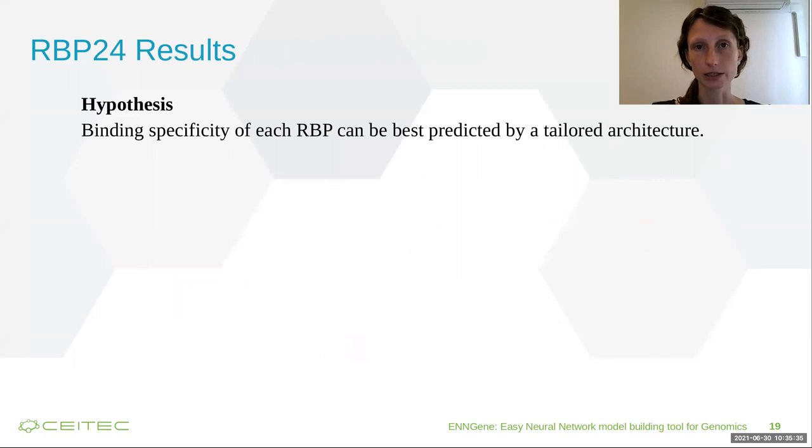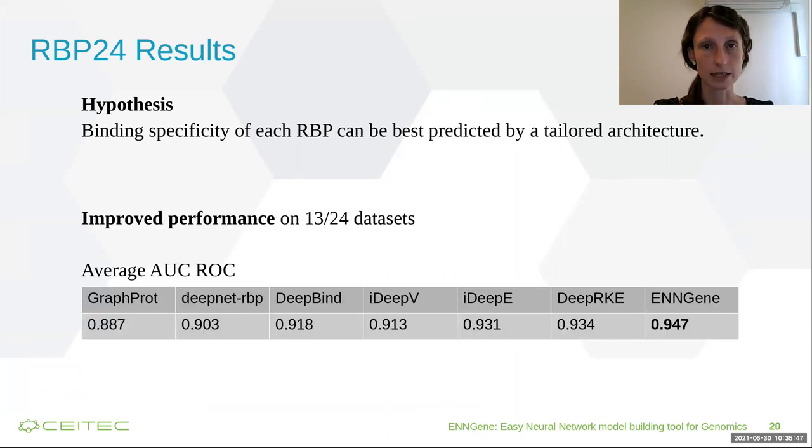Here we hypothesized that given the diverse nature of RNA binding protein binding specificities, it would be optimal to specify the architecture for each protein separately. We can say that we have succeeded, as we've reached the state-of-the-art performance for all of the proteins while improving the predictive performance on more than half of them. We also significantly improved the average AUC-ROC value for the RBP24 dataset.